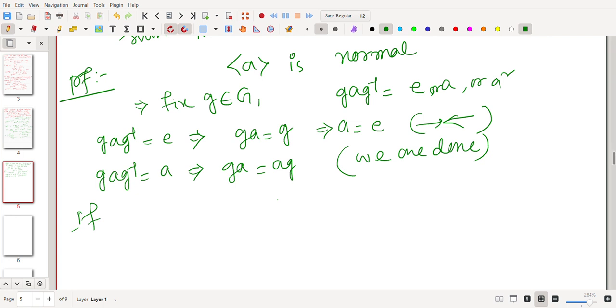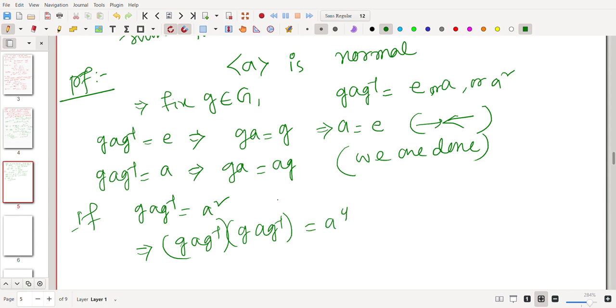But if g A g inverse equals A square, then what is going to happen? That we need to check. Right, so if g A g inverse equals A square, that means applying it again, g A g inverse times g A g inverse, which is basically A power 4, which is the same as g A square g inverse is A power 4. But A cube is identity, that means it is A.